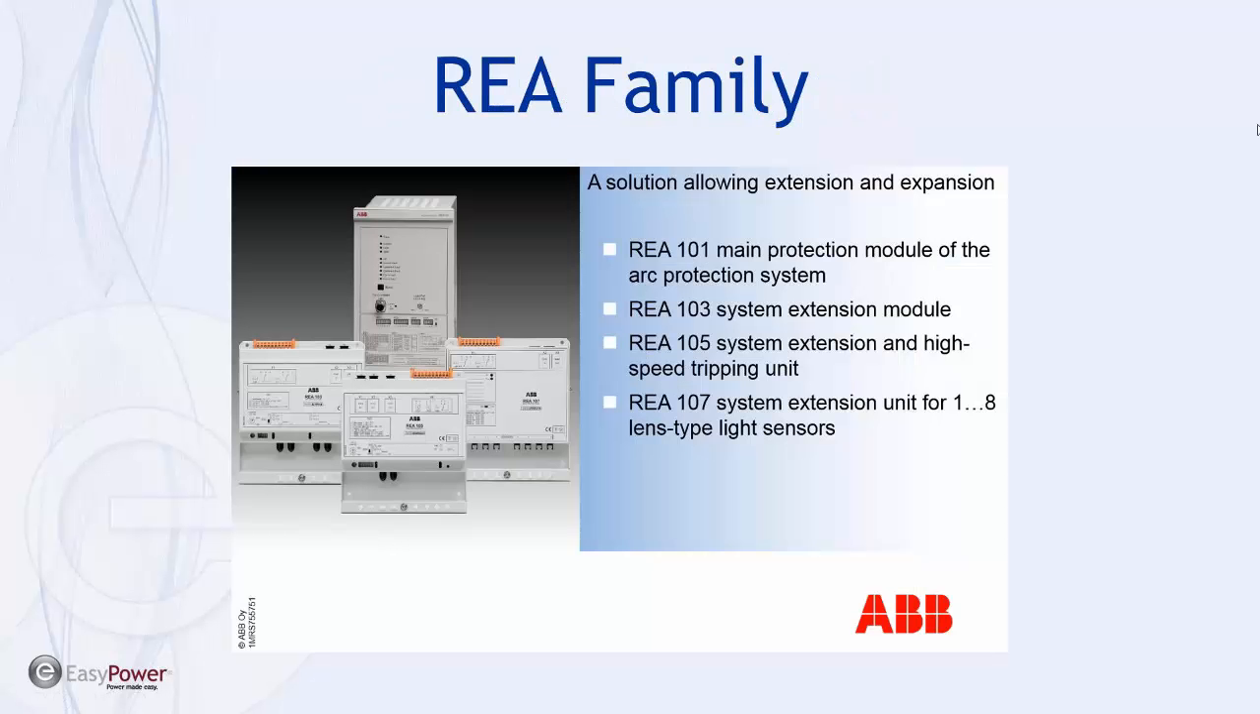Now that we've talked a little bit about arc flash protection, what it is and how severe it can be, let's go ahead and introduce our products in a little bit more detail. The REA family consists of a main unit, the REA 101, and 3 extension units, the REA 103, 105, and 107. The REA 105 has selective tripping, and it also has its own high-speed outputs to accomplish this.